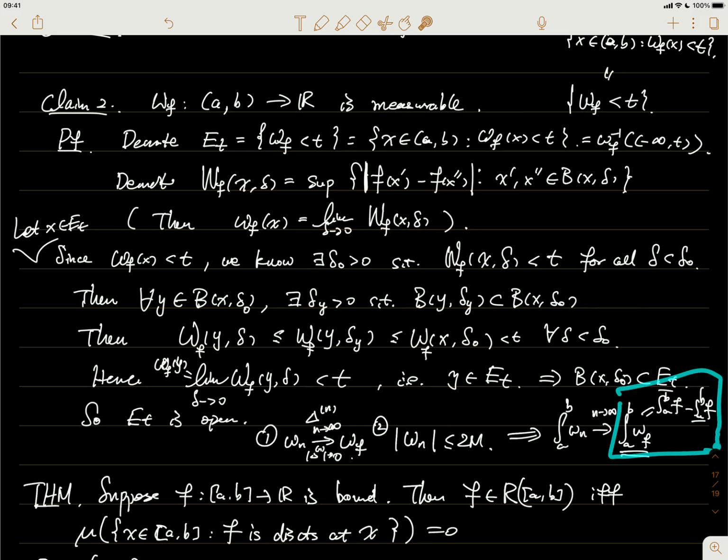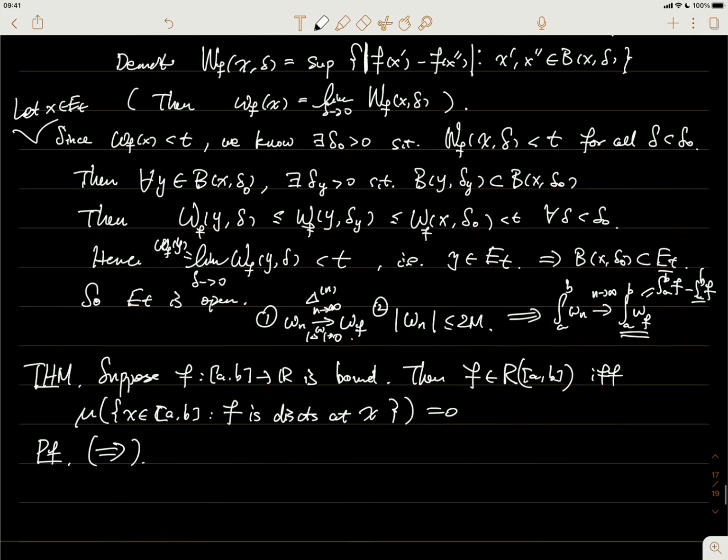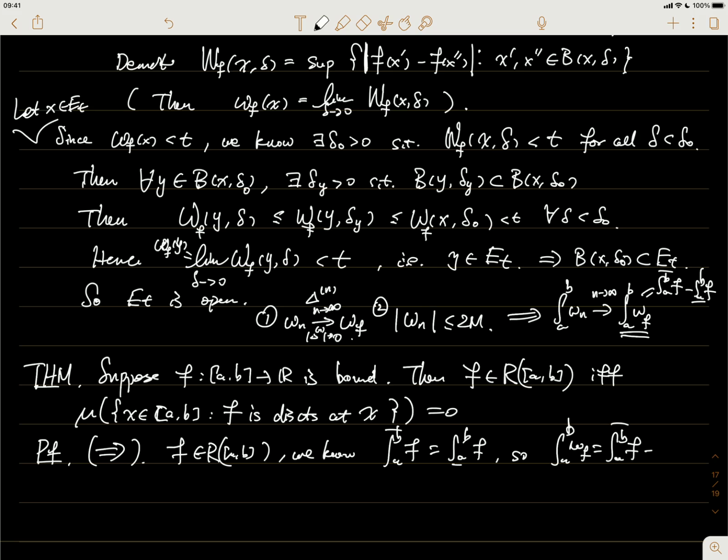Okay, so that is the thing we're going to use now. Because f is Riemann integrable, we know the upper integral is equal to the lower integral, and they're equal to the Riemann integral of f. And this just means that the integral of Wf is equal to 0, because it's the difference of the two. So it has to be equal to 0.